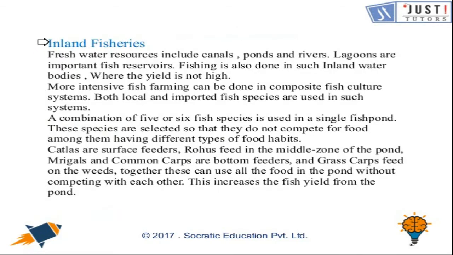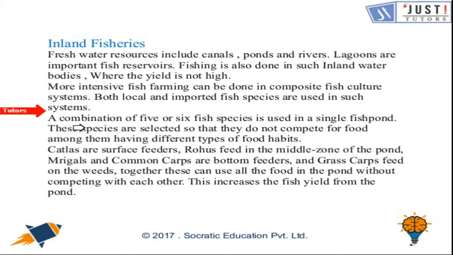Let's talk more about inland fisheries, where fresh water is the resource, which includes canals, ponds and rivers. Lagoons are important fish reservoirs. Fishing is also done in such inland water bodies where the yield is not high. And more intensive fish farming can be done in composite fish culture systems. Both local and imported fish species are used in such a system.